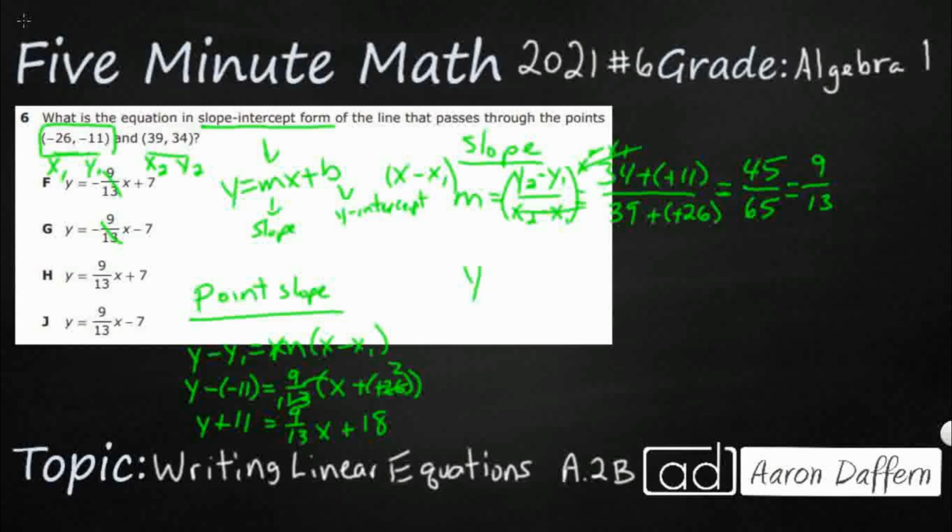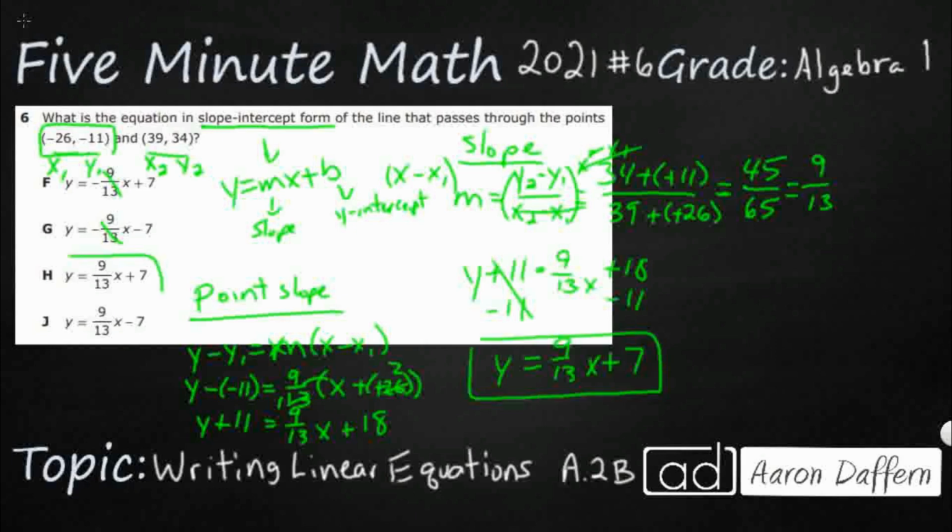So if I rewrite it right here, you'll see that if I simply subtract that 11 from both sides, that's going to isolate the y. And that's going to give me y equals 9/13 x plus 18 minus 11. And that gets me a plus 7. So y equals 9/13 x plus 7. My answer is H.